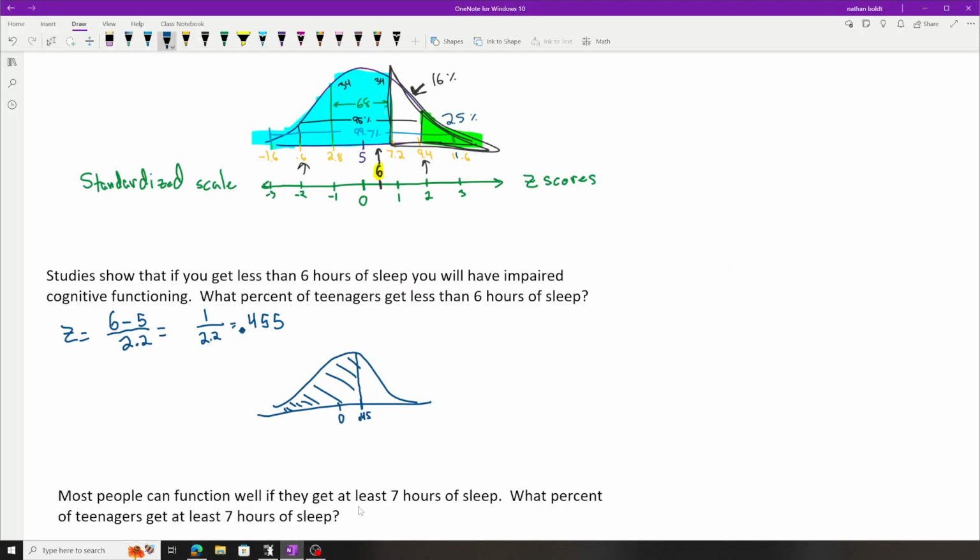So we'll come back here, and that area is 0.67. So roughly 67% of teenagers get less than 6 hours of sleep.